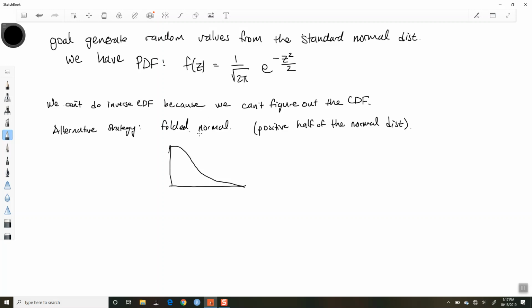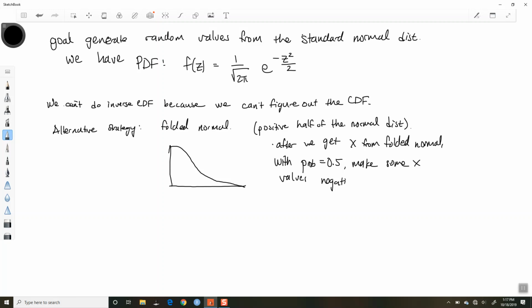So alternative strategy: folded normal, and then after we get x from the folded normal, with probability equal to 0.5, make some x values negative.